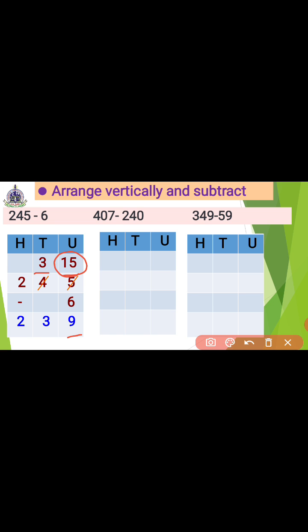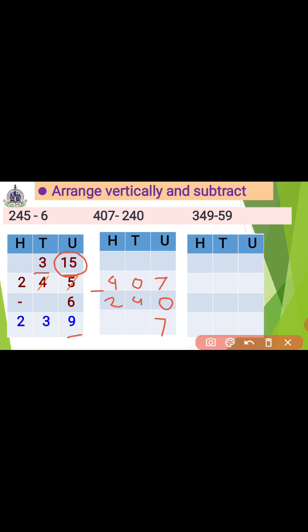So the answer is 239. See the next one. Here what we have to do? We have to subtract 240 from 407. First we have to arrange it vertically. First what we will write? We will write the bigger number, that is 407 on the top in proper homes, in units, tens and hundreds. Then the sign of minus. Then we will write 240. Okay students? Now we will subtract 0 from 7 as it is easily subtracted.